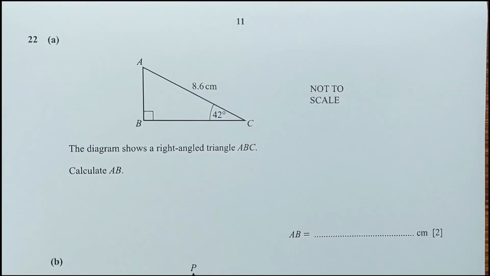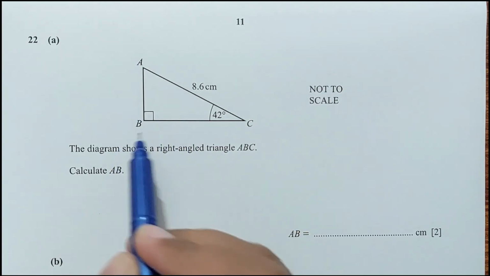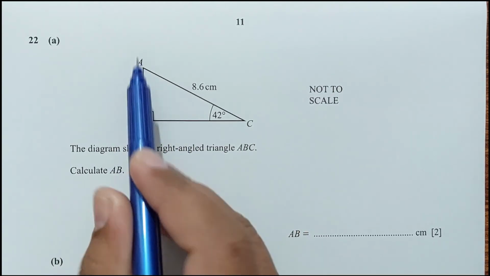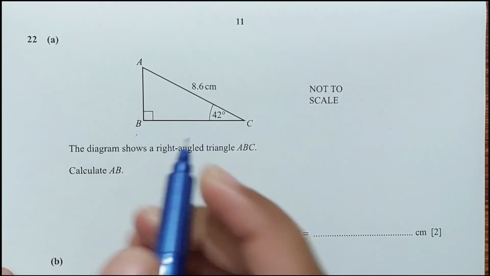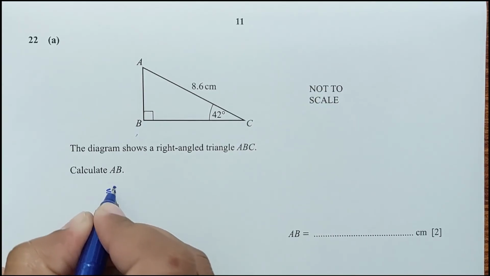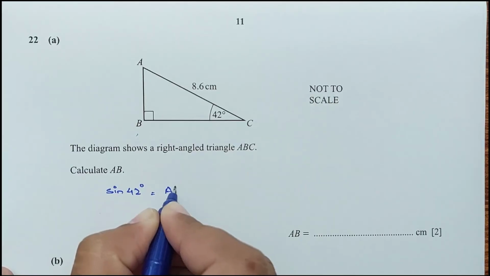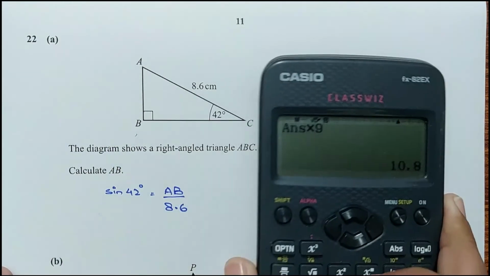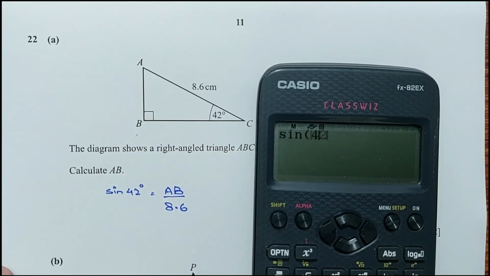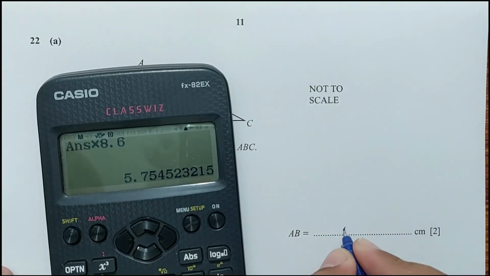Question number 22, part A. The diagram shows a right angle triangle ABC. Calculate AB. Okay. We have angle 42. We have to find the front side, the opposite, right? So we have to use sine. Sine 42 degrees equals the opposite, which is AB, over the hypotenuse, which is 8.6. So what is AB? Sine 42 times 8.6 is 5.75 centimeters.